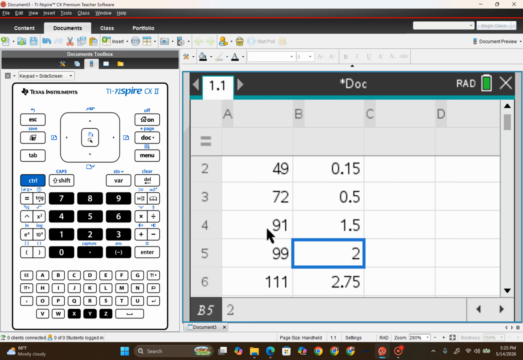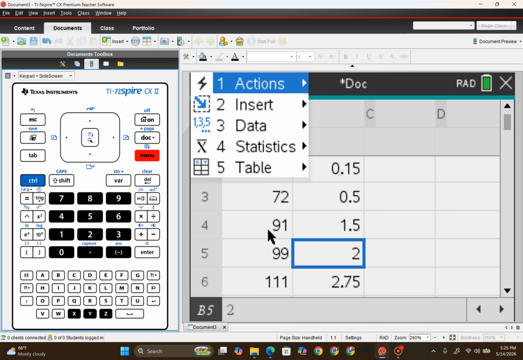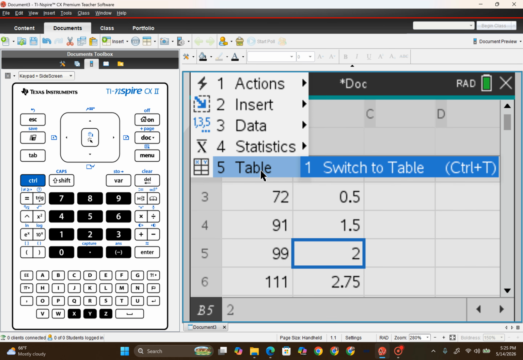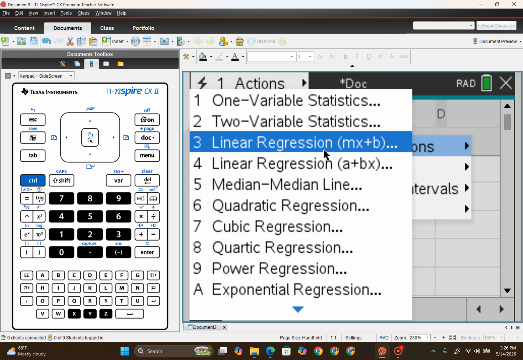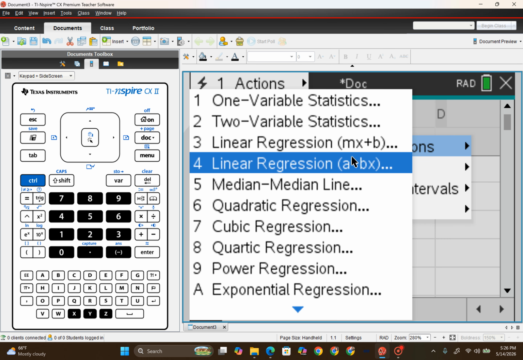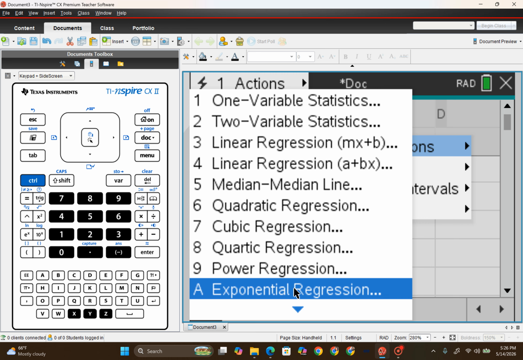Is this a linear? So let's go ahead and do that. So we're going to press menu here. We're going to go to statistics. And we are looking to do a regression. So stat calculations. And since the first two, 1 and 2, are exponential regressions, that's this one right here.